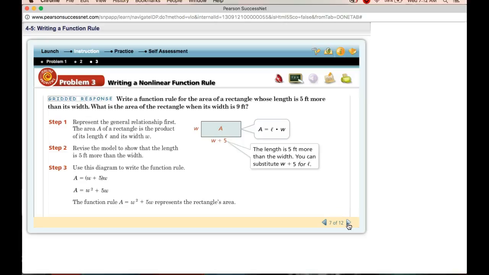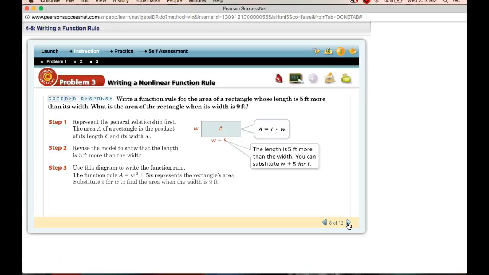So there's your formula. The only thing left to do then would be to substitute 9 in for W and calculate. Now substitute 9 for W to find the area when the width is 9 feet. Substitute 9 for W and simplify. A equals 126 square feet. Don't forget the square feet because they're talking about area. When the width of the rectangle is 9 feet, its area is 126 square feet.